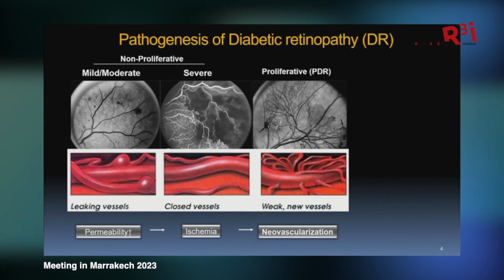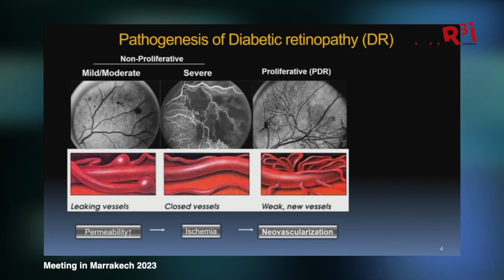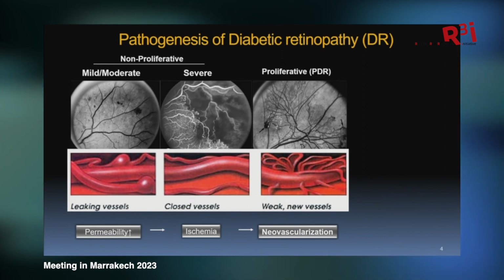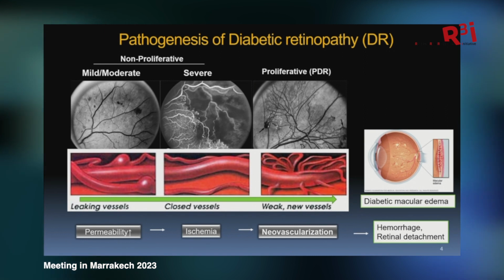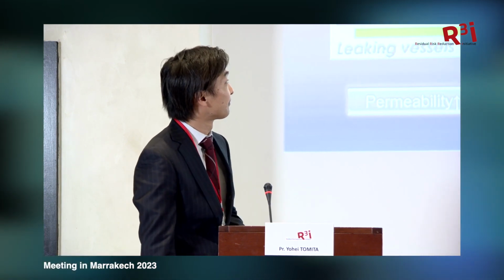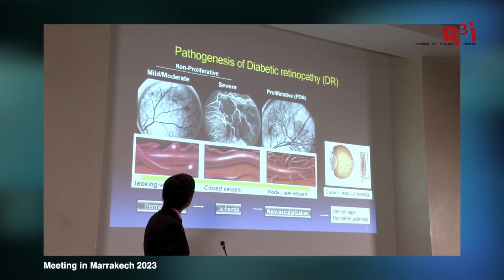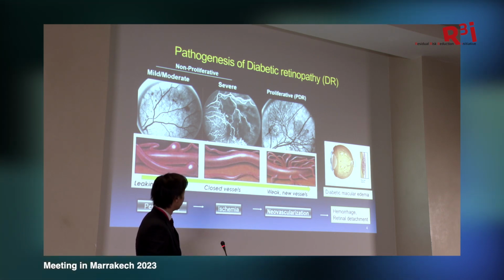So it is said that increased permeability, ischemia, and neovascularization are the pathogenesis of diabetic retinopathy. Diabetic macular edema, hemorrhage, and retinal detachment cause vision loss in DR patients. So we need to cover all the pathogenesis of these diseases.